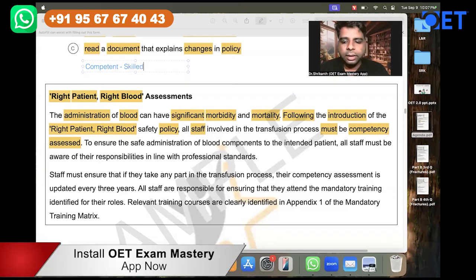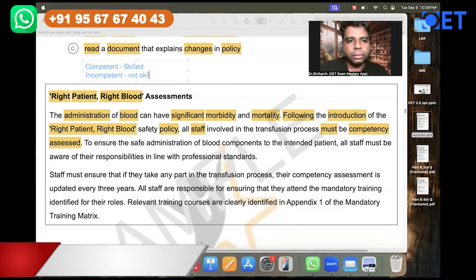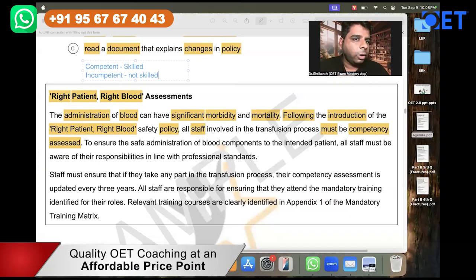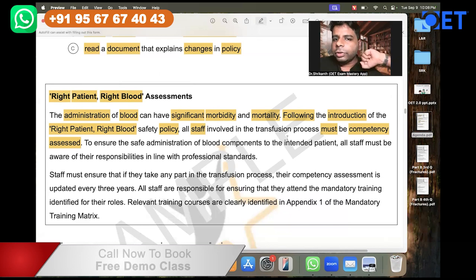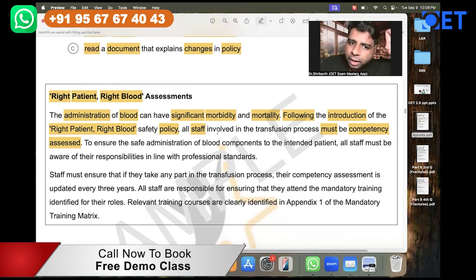If a person is incompetent, that means that person is not skilled. Again, without knowing the meaning of competency, you will not be able to get the correct answer over here. So that vocabulary is extremely important. Okay, that is a very good participation.